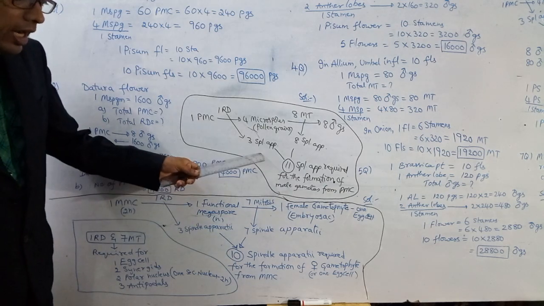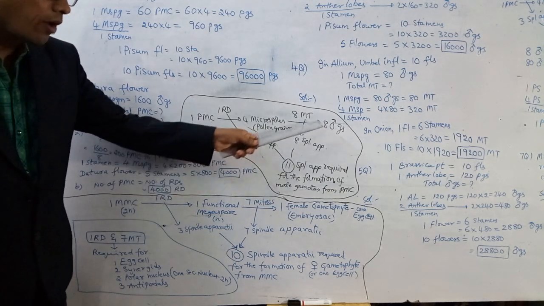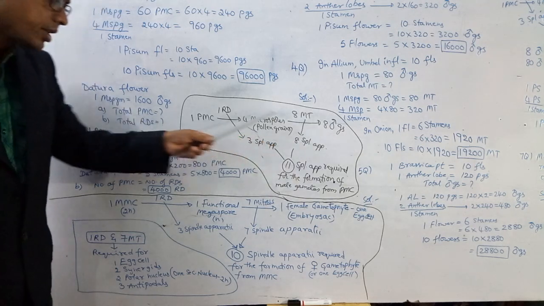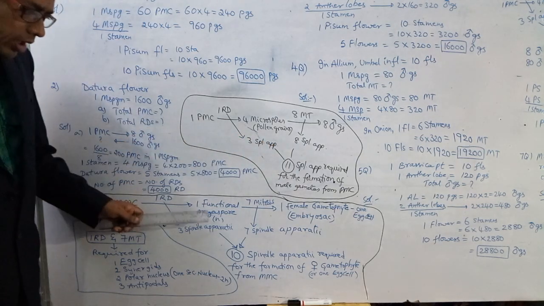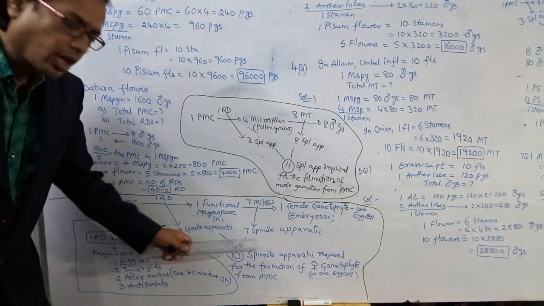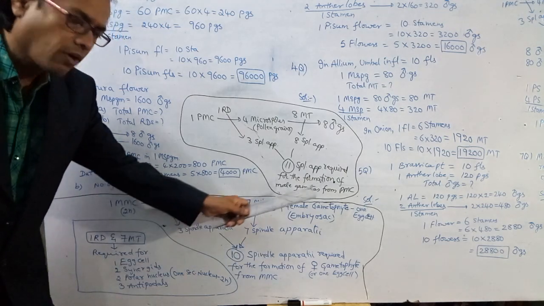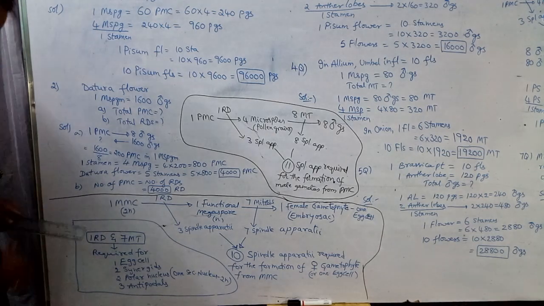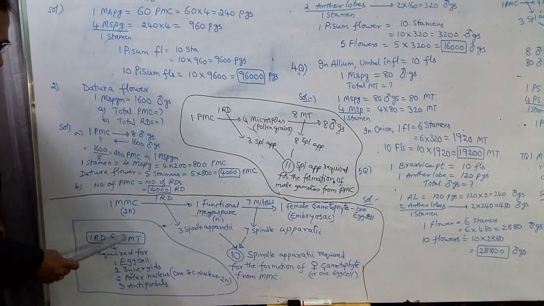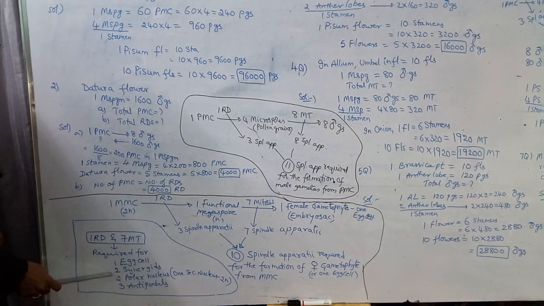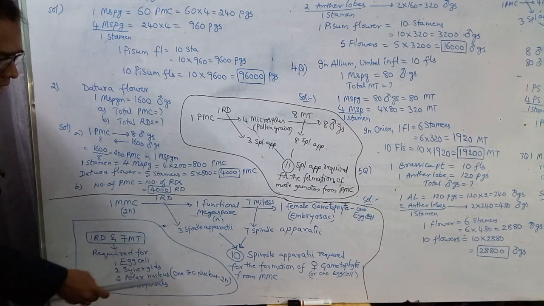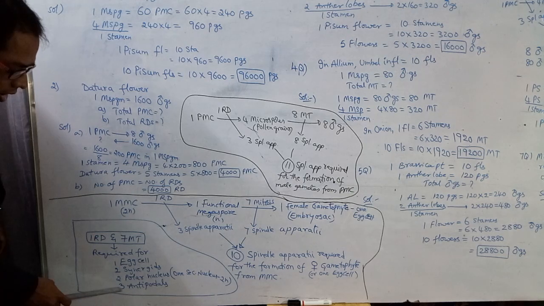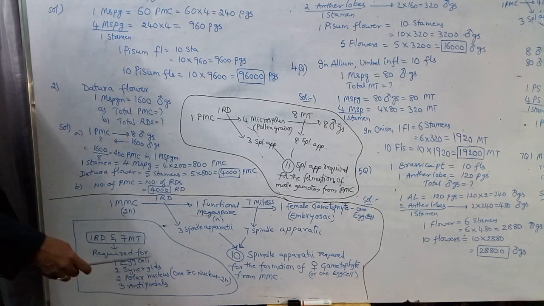So here 11 spindle apparatus are required for the formation of 8 male gametes from 1 PMC. Here 10 spindle apparatus are required for the formation of 1 egg cell from MMC. See, 1 reduction division and 7 mitosis are required for the formation of 1 egg cell, for the formation of 2 synergids, for the formation of 2 polar nuclei or 1 secondary nucleus, and 3 antipodals.